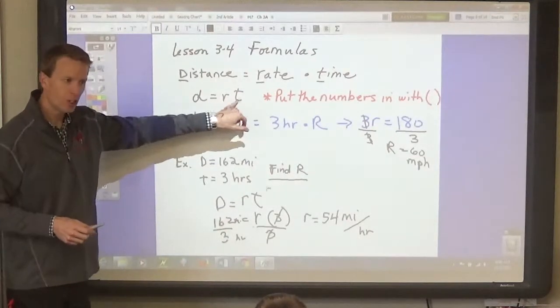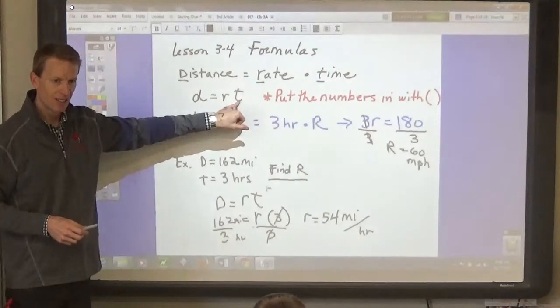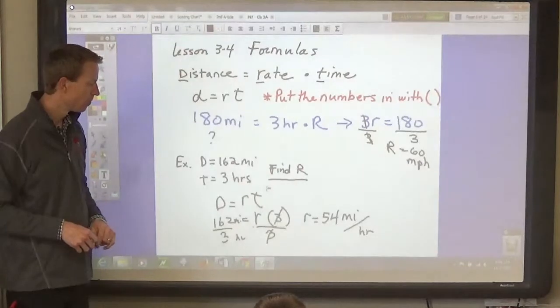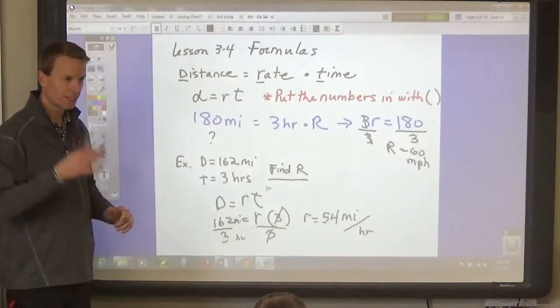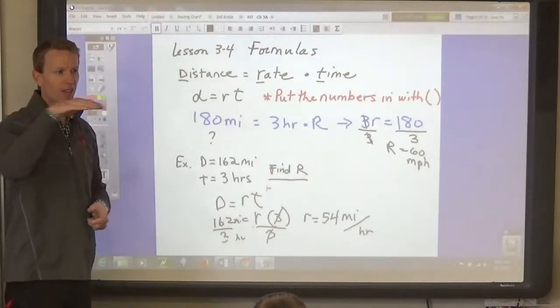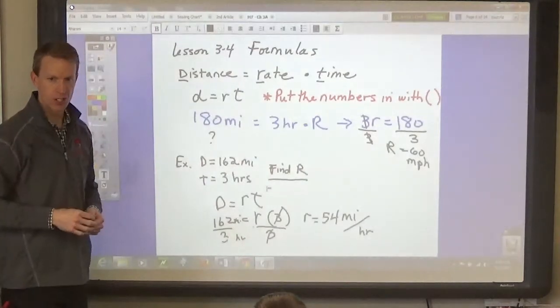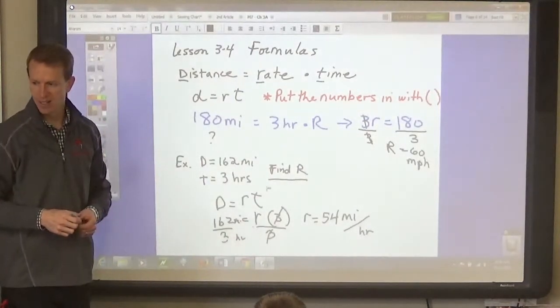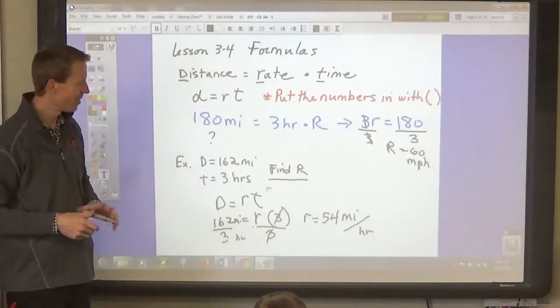Should we divide these two? What shows division? A slash or the fraction bar is division. Right? The slash or the fraction bar.